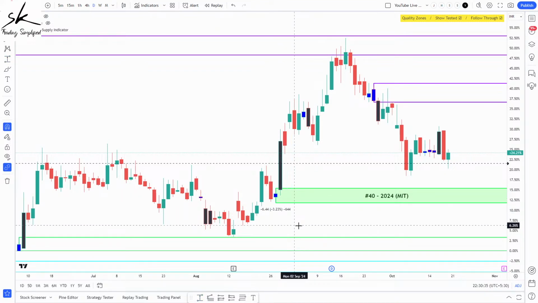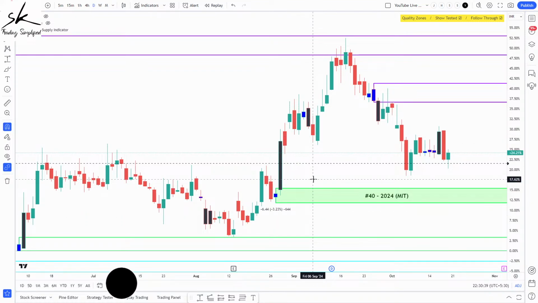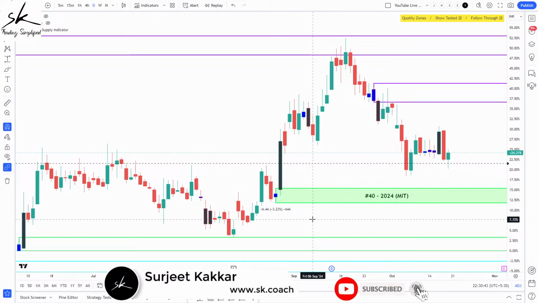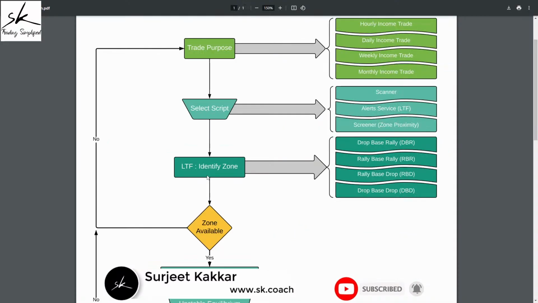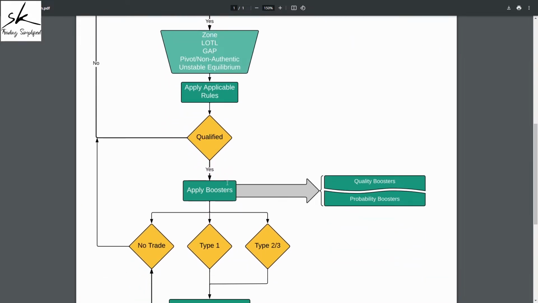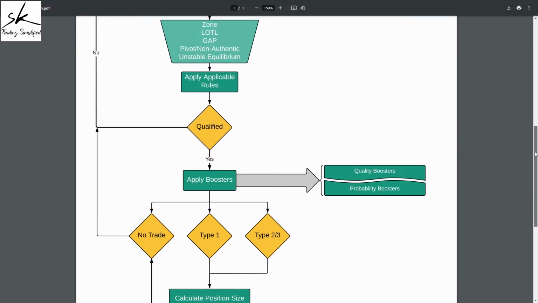Now this thing is also more automated for me. I don't have to identify it, the indicator will identify it for me, and that is what the indicator has done. So yes, I was supposed to find a zone on the lower time frame. Do I have a zone available? The answer is yes. Now once we have identified the zone, it does not mean we can blindly buy.